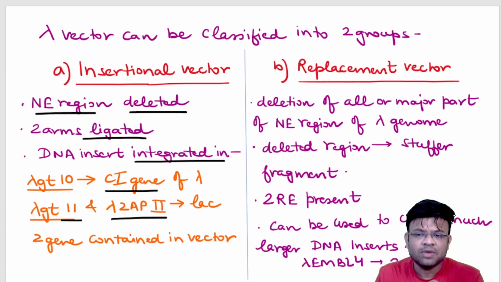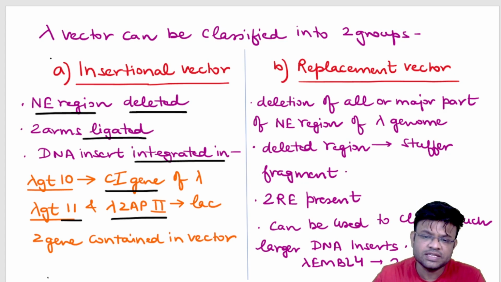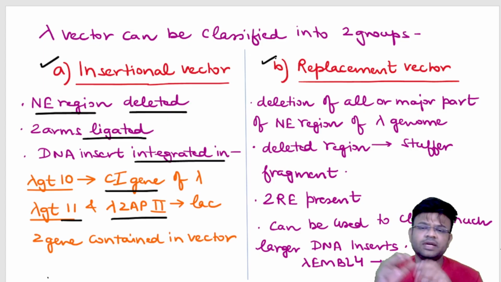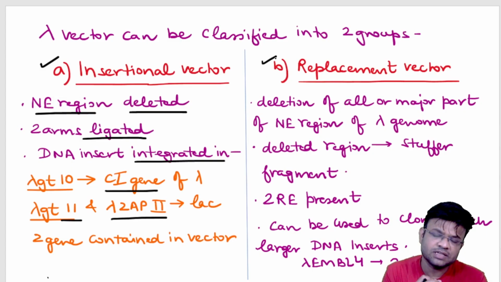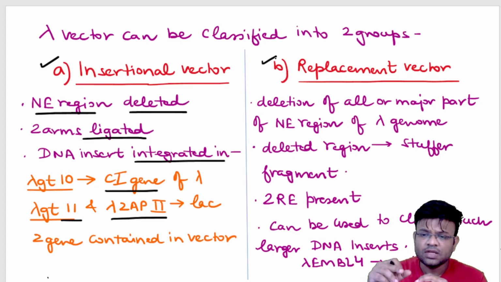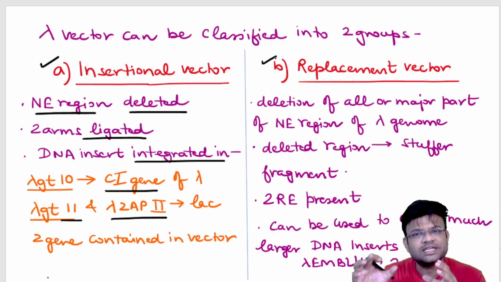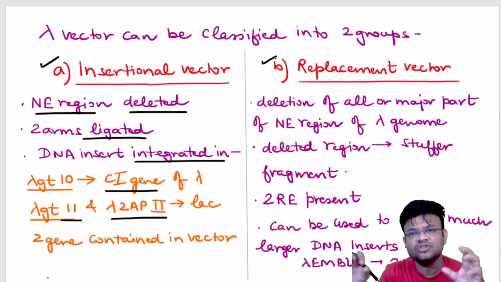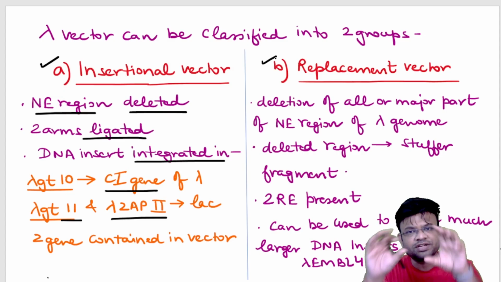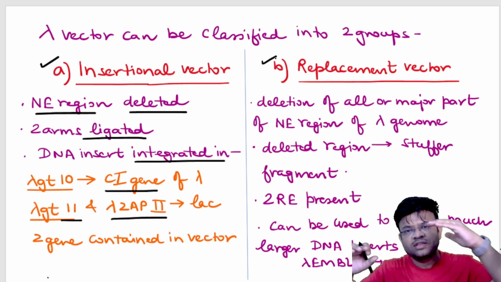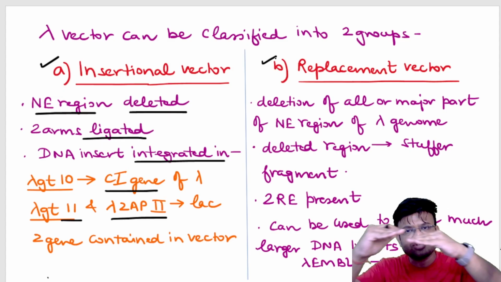Now let us understand the classification of the lambda vector into two groups. For ease of understanding, I can classify it into two groups. The first one is the insertional vector and the second one is the replacement vector. In the insertional vector, I have already told you that some non-essential regions are present inside the lambda genome. You can cut out the non-essential regions. So the non-essential region has been removed, the right arm and the left arm are left, and they are joined together.